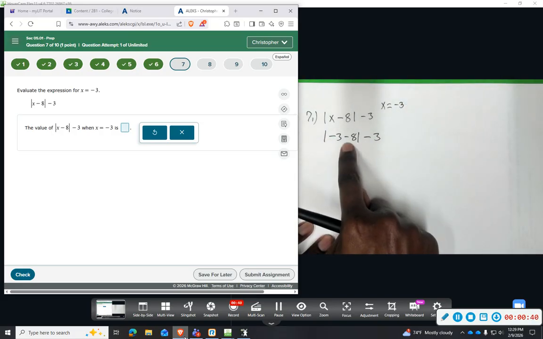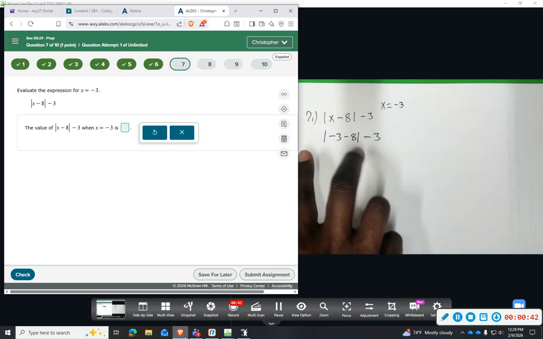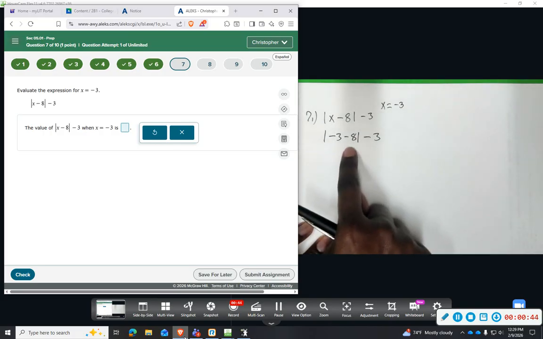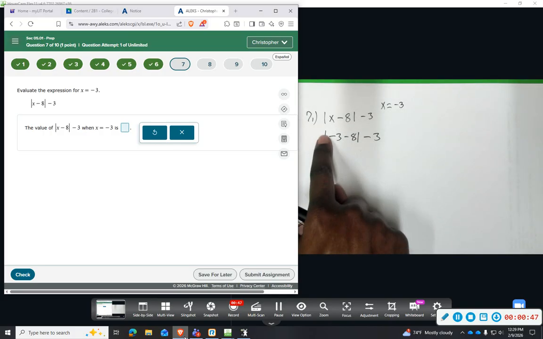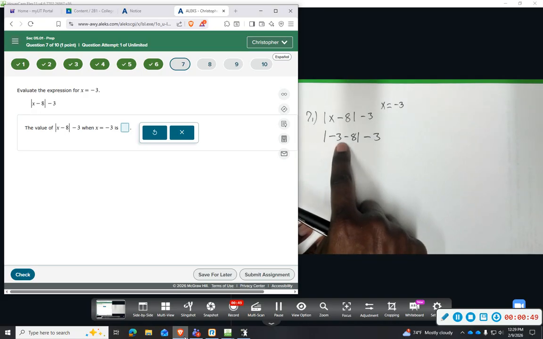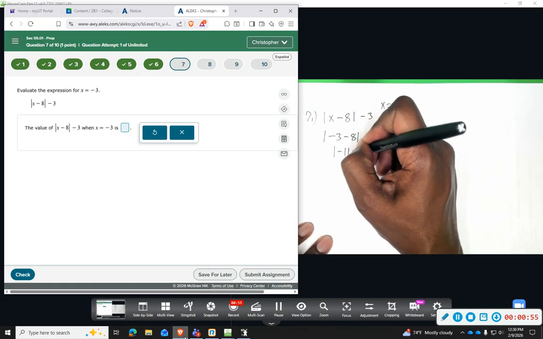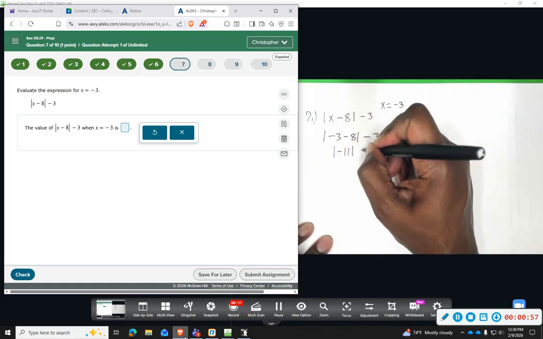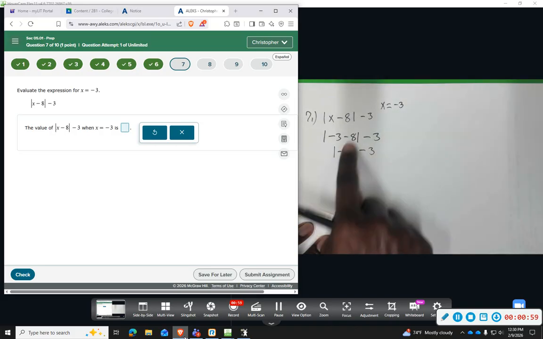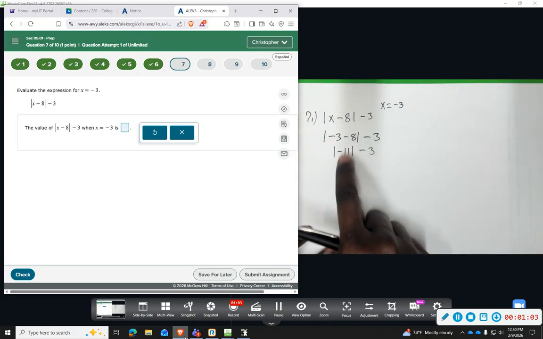Just like order of operations says, you're going to work inside the grouping symbols first. So parentheses or any kind of grouping symbol. Absolute value bar is a grouping symbol. So negative 3 minus 8 will give us a negative 11, and then minus 3. Once you simplify inside the absolute value bars, you then take the absolute value.